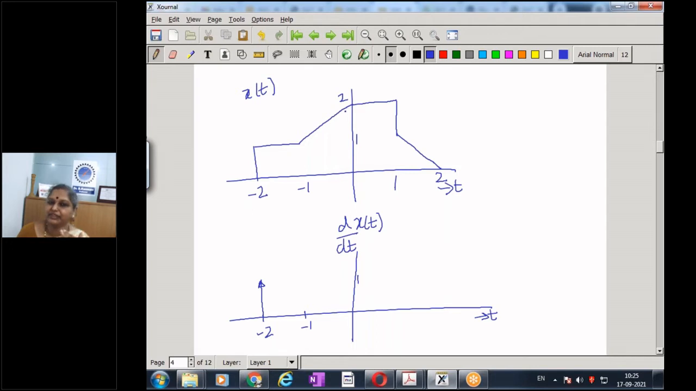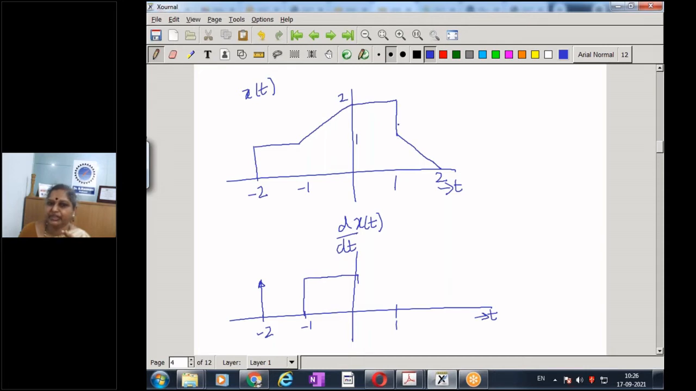It is increasing, and the slope is the rate of change, delta y by delta x. How much is the slope? It is 1, so in this range the magnitude is 1. Then from 0 to 1, is there a decrease or an increase in the signal? There is neither an increase nor a decrease, so it is constant, and hence the slope is 0.